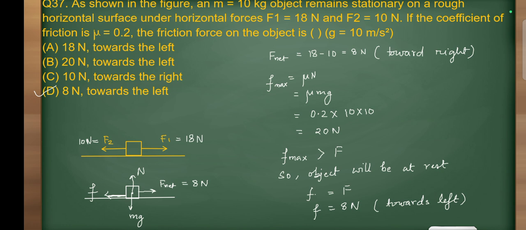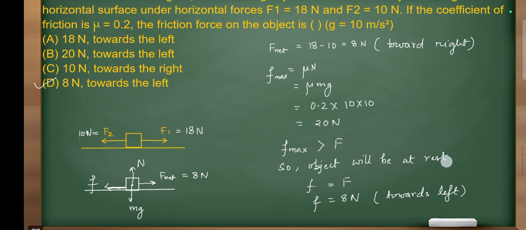So the net force will be 8 Newton towards the right direction, and there will be two other forces, the normal reaction and mg, and these two forces balance each other. The friction force will be opposite to the direction of motion, in the negative x direction or towards the left. So maximum friction force is equal to mu times N, where the normal reaction is mg. We put the value of mu, 0.2, mass 10, and g equal to 10. According to this, the maximum friction force will be 20 Newton.